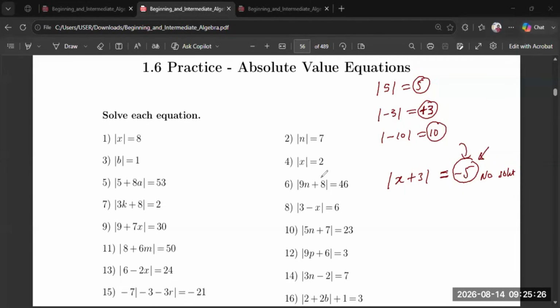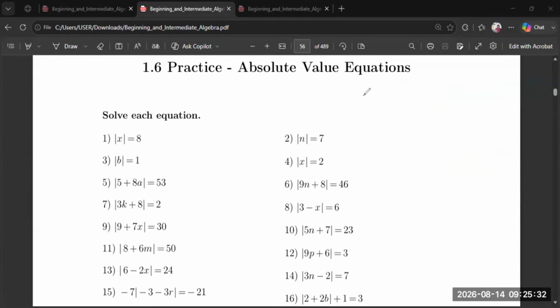Good. Now let's start doing the practice problems. We'll do about 4 or 5 questions here, and we'll be off from this class. So for the first one, I have the absolute value of x equal to 8. Now, whatever is inside the absolute value, whether it's positive or negative, we're still going to get 8. So if x is positive, we're still going to get 8. And if x is negative, we're still going to get 8.